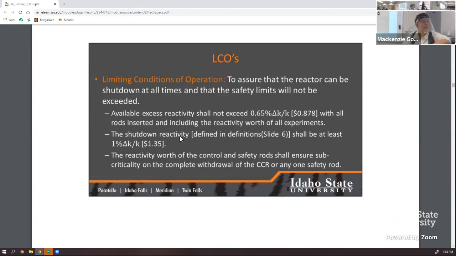And then, of course, we have to have at least 1% delta K over K for shutdown reactivity. And we have to meet our stuck rod criteria, right? So if the highest worth rod, whether it's the coarse control rod or safety rod 1 or safety rod 2, is stuck in the core, those other 2 are going to be enough to ensure we're still at our shutdown reactivity.